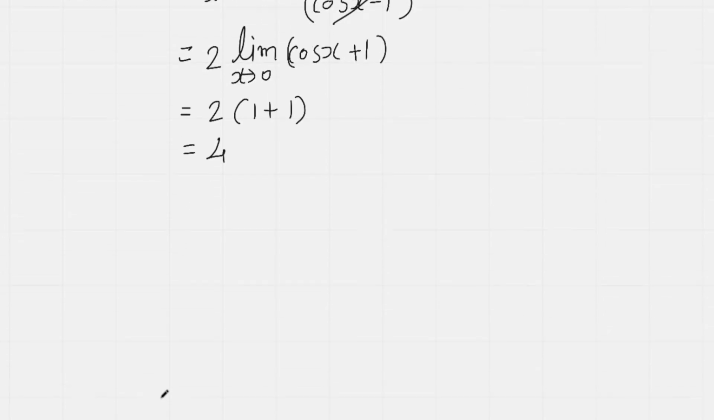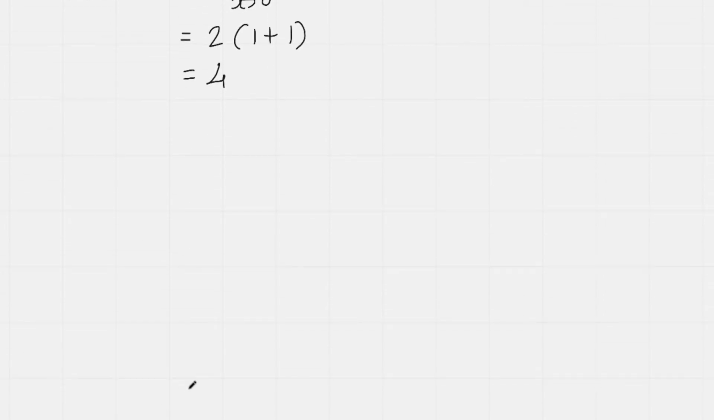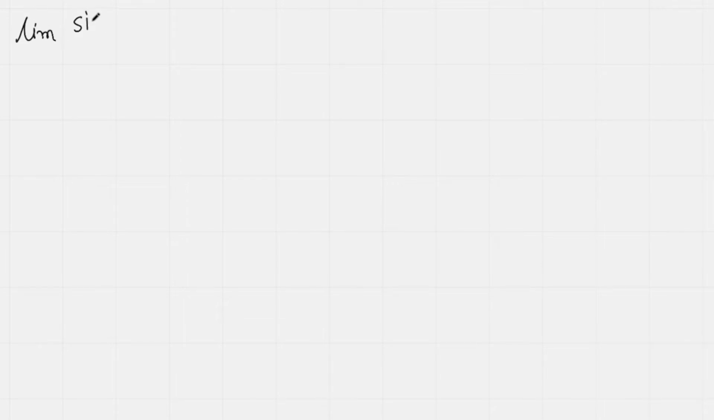Now let us take one more example. Let us take limit of sin x minus cos x, whole divided by x minus pi by 4, as x approaches pi by 4. Here also we can see that if we substitute x equal to pi by 4 directly, the denominator gets 0. So we cannot substitute the limit directly. So let us simplify this.